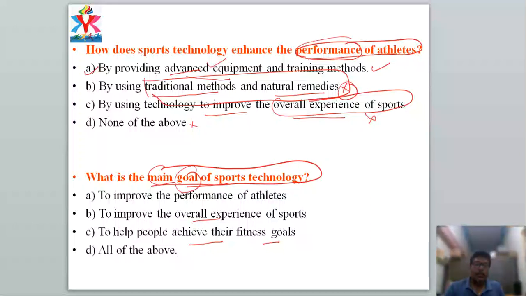So what is the goal of sports technology, he is asking here: to improve the performance of athletes. Yes, it is a right option. To improve the overall experience of the sport, yes, this is also a right option. To help people to achieve their fitness goals, this is also a right option. So A, B, C are all right, so the option all of the above is the right option.